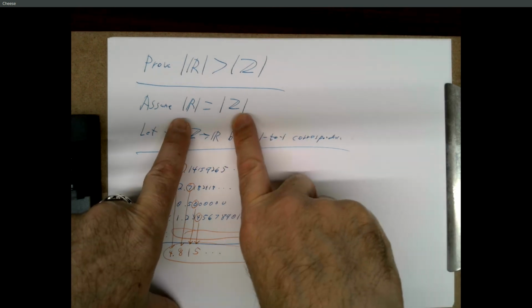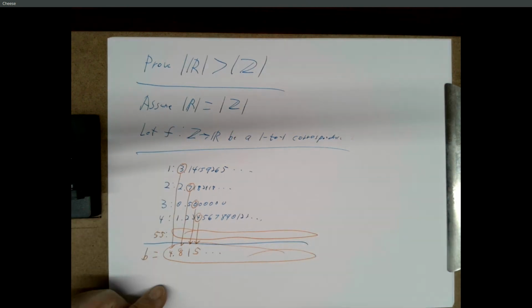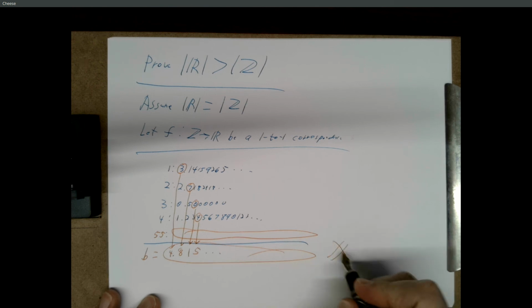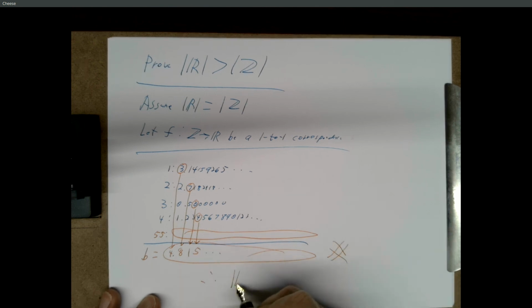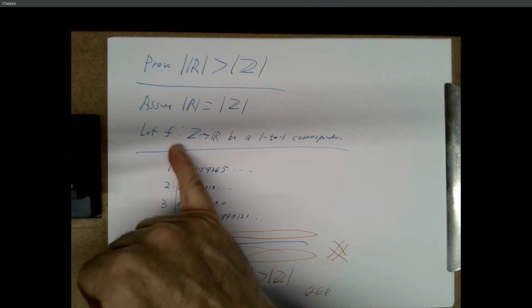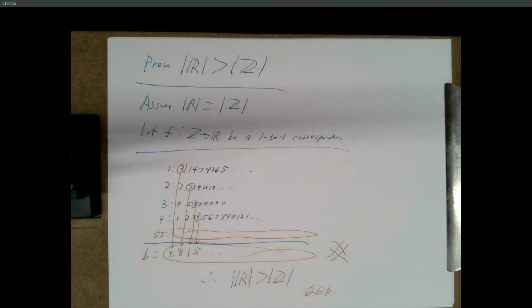So assuming that these have the same cardinality always leads you to a contradiction. And therefore, the cardinality of R is bigger than the cardinality of Z. So that's a diagonalization argument, and it's named diagonalization because you're going down the diagonal and sort of wrecking things as you go. And that's another version of Russell's paradox, as I mentioned the other day.